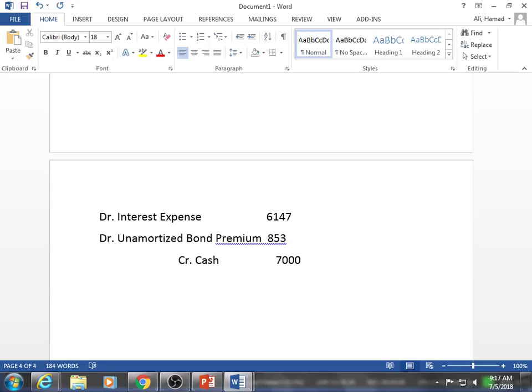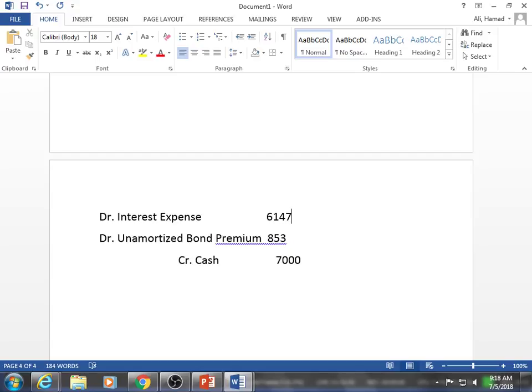6,140. Notice the interest expense now goes down. When we have a premium, the interest expense is going to be a little bit lower. It's a plug figure between the portion of the premium and the cash payment. And the original, you are paying $7,000 as interest expense. But how much do you recognize on the income statement? You save a little bit of interest.